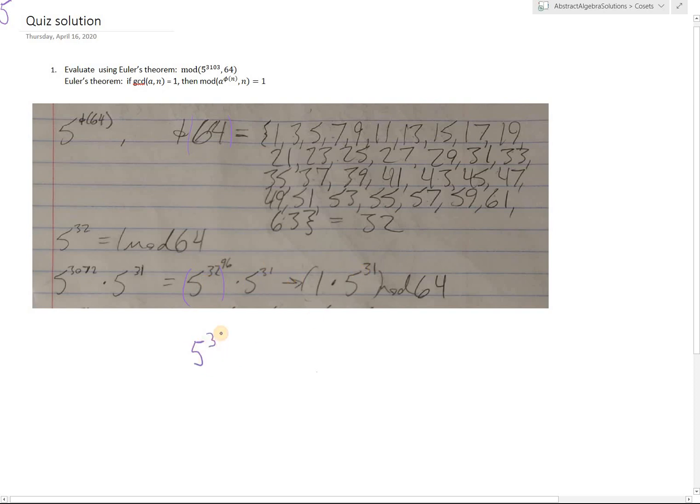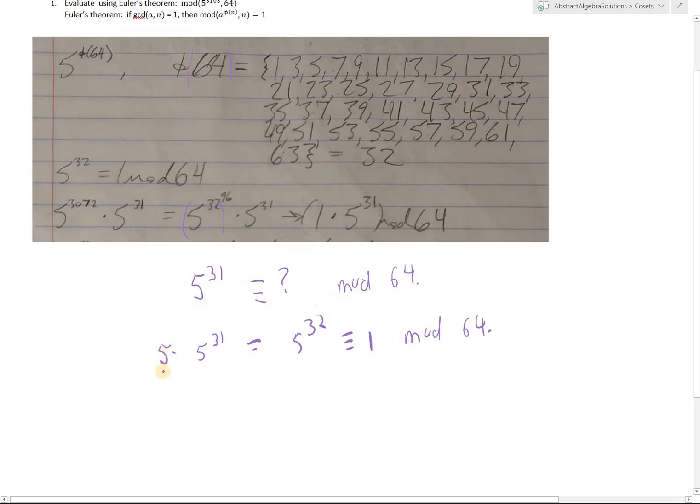So you want what's 5 to the 31 congruent to mod 64? Well, notice something. If I take 5 times 5 to the 31, that's equal to 5 to the 32, and I know that's congruent to 1 mod 64. So what I need to do is find the number that when I multiply by 5, I get 1 mod 64. So I'm looking for 5 times x congruent to 1 mod 64.